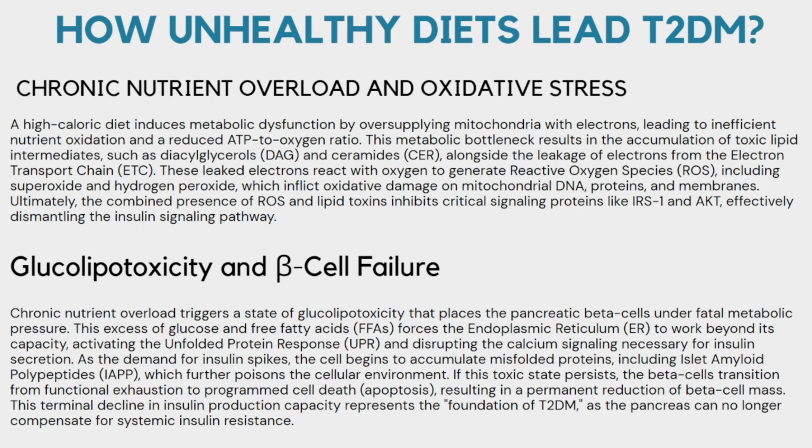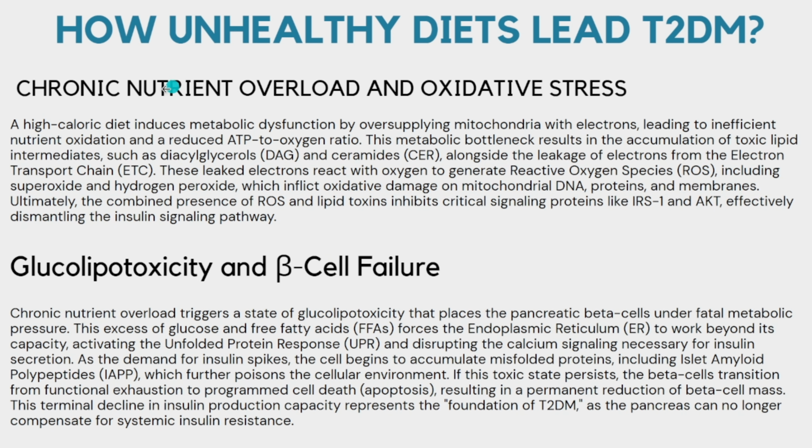Normally, what we hear about ROS is from UV light, when you go through the sunburning process. But for now, ROS is very common when you eat a high calorie diet, one of the major causes. This combination of the presence of ROS and lipid toxins will inhibit critical signaling like IRS1 and AKT, effectively dismantling the insulin signaling pathway.